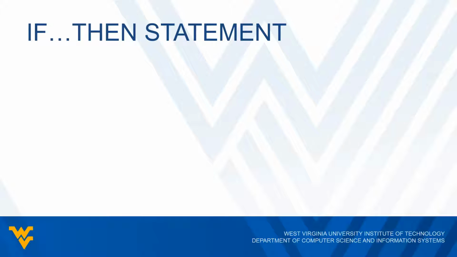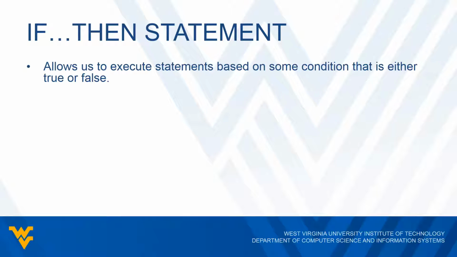We can use what's called an if-then statement to help us with this. If you're familiar with the if statements in Java or in other programming languages, you're going to find this is pretty much identical to it, just some differences in the syntax. The if-then statement just allows us to execute statements based on some condition that is either true or false. So we have some condition. If it's true, we'll execute a set of statements. If it's false, then we don't execute that set of statements.